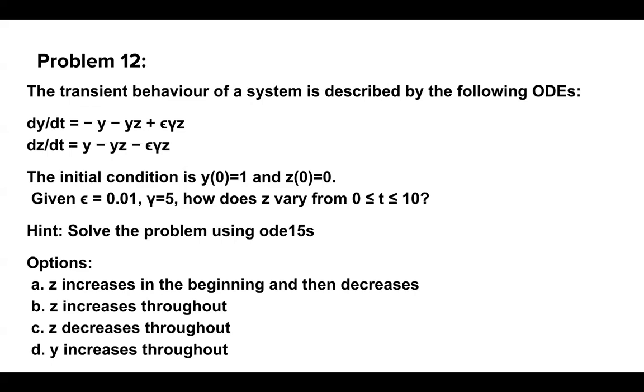This also you have to solve in MATLAB. It's a transient behavior of a system. You are given two ODEs where epsilon, gamma, everything is a constant, and the values are given respectively. The initial value of y is 1, and the initial value of z is 0. You need to understand how z is varying with respect to time for t equal to 0 to 10. So the t span is given, the initial values are given, and you have to use ode15s. I'll just quickly give you 1 or 2 minutes and then we'll discuss the answer.